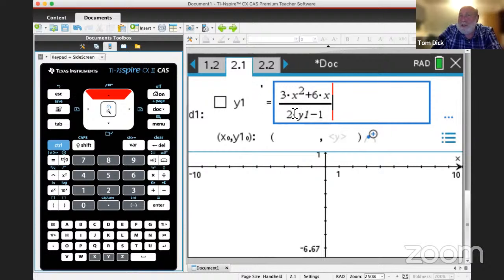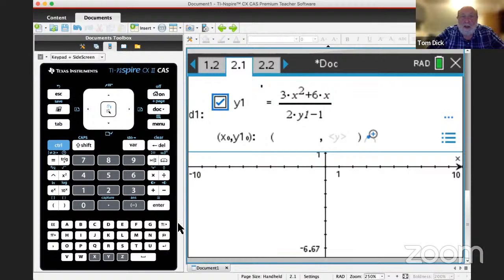This is the implicit derivative that Steve calculated. It's 3x squared plus 6x, that quantity over 2. Now you'll see that in place of y, I have y1 because it's for this specific equation. So 2y1 minus 1. So this is a formula for the derivative that Steve found implicitly, and it's in terms of x and y1. And what I want to do is look at a slope field for this differential equation. Okay, so let me go ahead and check that off. And let's hit enter.